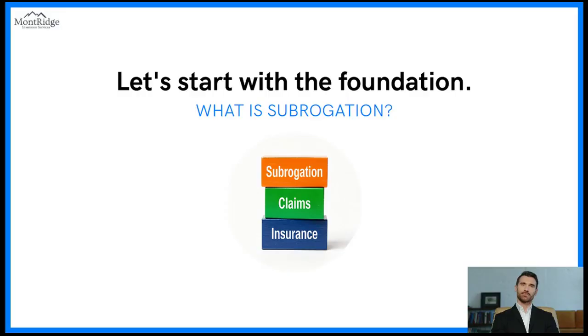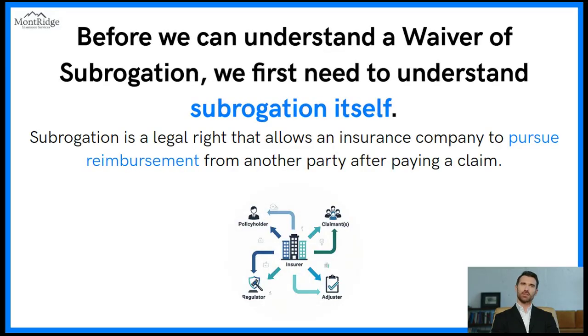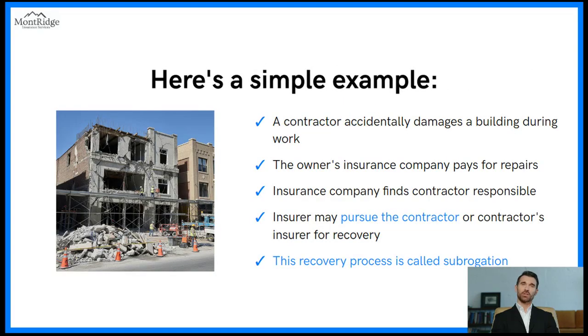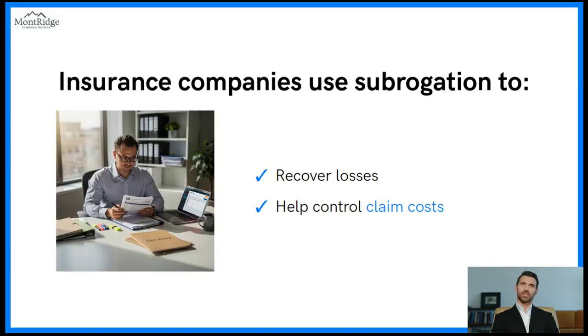What is subrogation? Before we can understand a waiver of subrogation, we first need to understand subrogation itself. Subrogation is a legal right that allows an insurance company to pursue reimbursement from another party after paying a claim. Here's a simple example. A contractor accidentally damages a building during work. The owner's insurance company pays for repairs. The insurance company finds the contractor responsible. The insurer may pursue the contractor or the contractor's insurer for recovery. This recovery process is called subrogation. Insurance companies use subrogation to recover losses and help control claim costs.